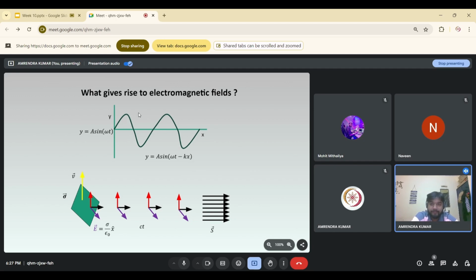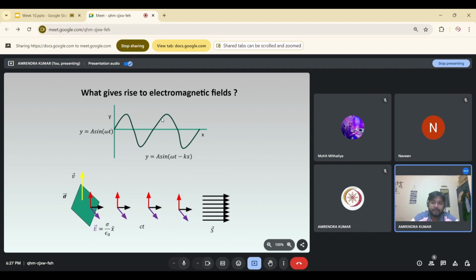and between these two maxima, if you measure the distance, that is called the wavelength lambda. So if you are interested in knowing the amplitude of this wave at this position x, you can write this equation as sine of omega t minus kx, where k is nothing but 2 pi by lambda, where lambda is the wavelength. This is the wavelength that this wave has, and this is the frequency that is oscillating.